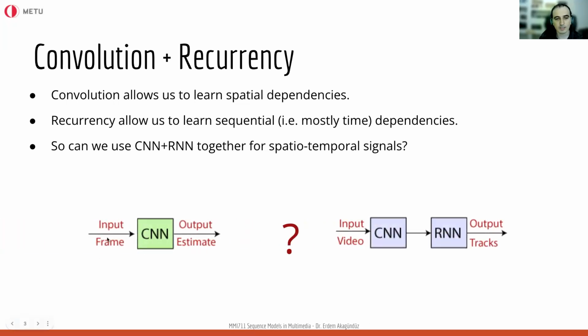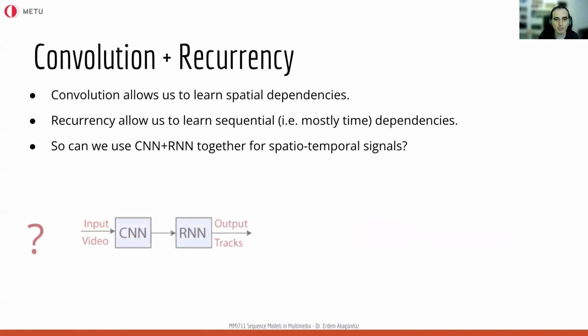So it is like input frame, output frame, but this is like input video, output tracks kind of. The output could be a tracking signal, or it could be an indicator of what's going on in the video, like action recognition. Actually, action recognition is a very good example for CNN plus RNNs.